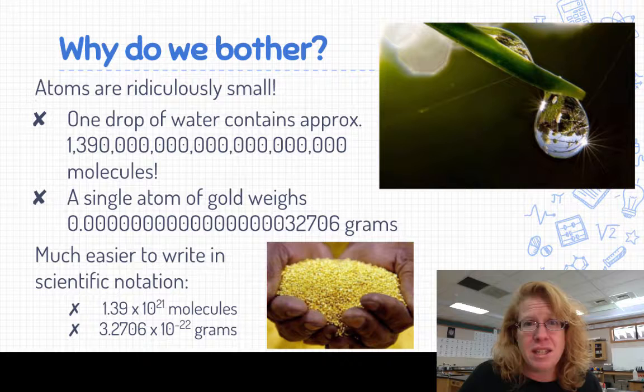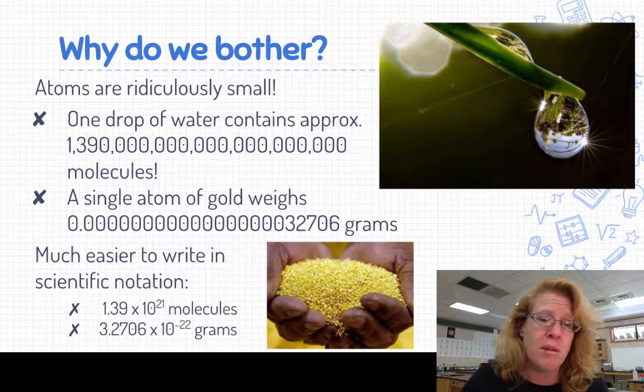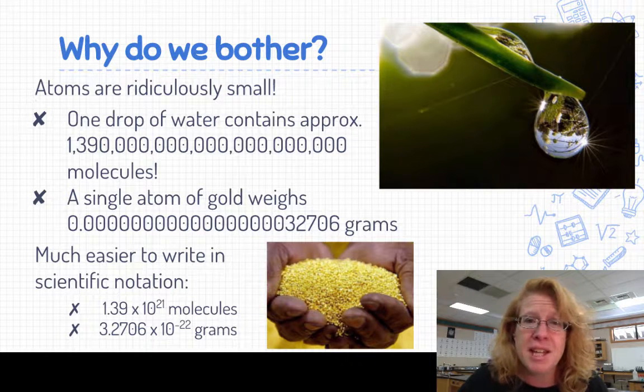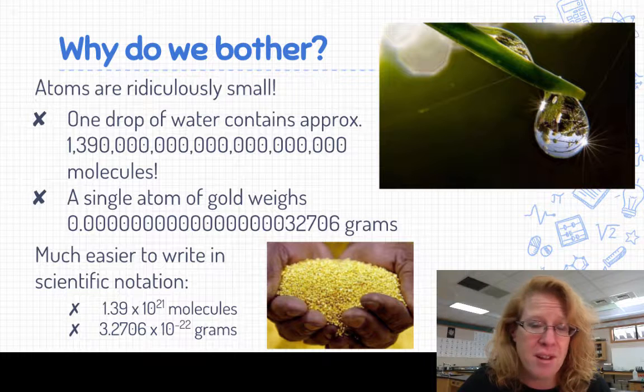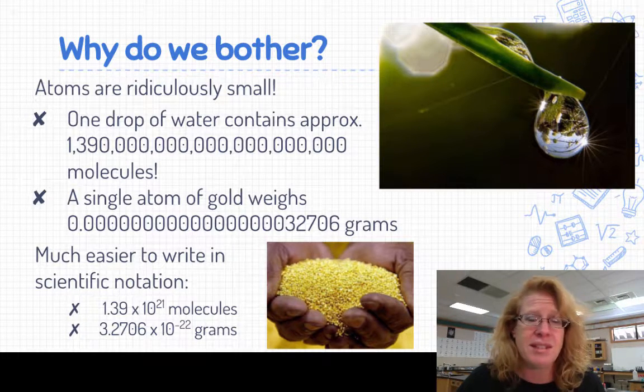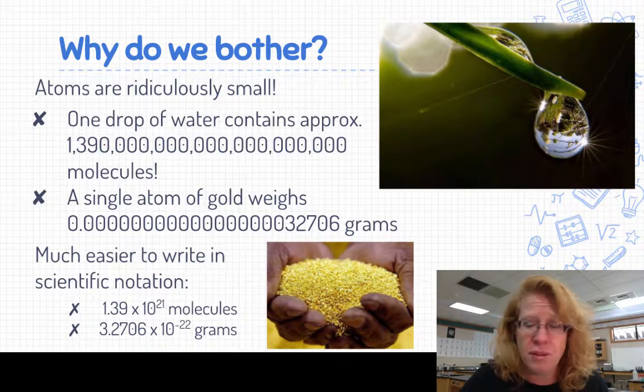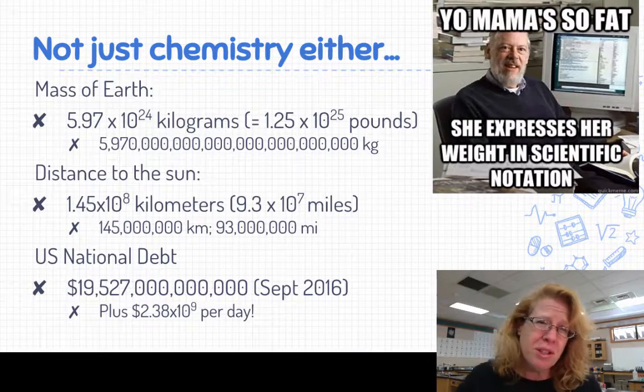So we write these kinds of numbers in scientific notation. You can see the two equivalent numbers down at the bottom. The top one, the number of atoms or molecules of water in a drop, is 1.39 times 10 to the 21st. There's a whole bunch of zeros after that. Or the weight of a single atom of gold is 3.2706 times 10 to the negative 22nd grams. That's a lot of zeros that should be in that number. So again, it saves a lot of space and a lot of misunderstanding. You don't have to try to pronounce these crazy numbers to figure out what they are. We also don't just use these in chemistry.